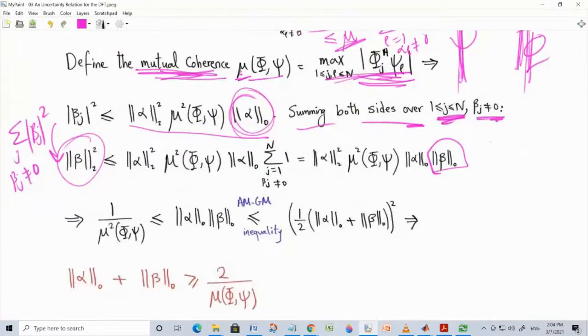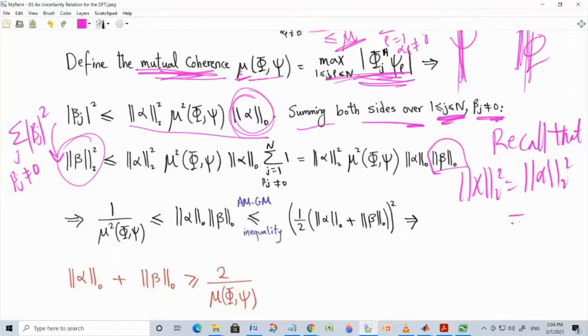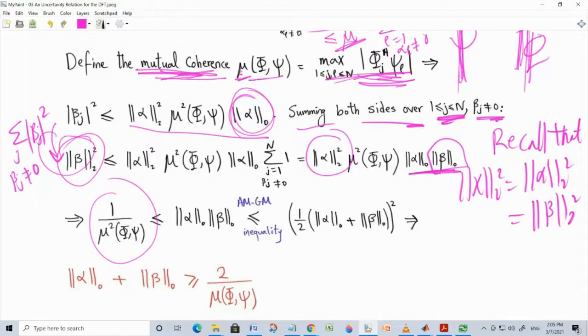Now, note the following. Recall that the L2 norm of x is the L2 norm of alpha is the L2 norm of beta. And so basically this term and this term are equal. Then you can write down that this product is greater than or equal to 1 over mu squared. And then by applying the arithmetic mean, geometric mean inequality, we know that the square root of this quantity is less than or equal to the arithmetic mean.